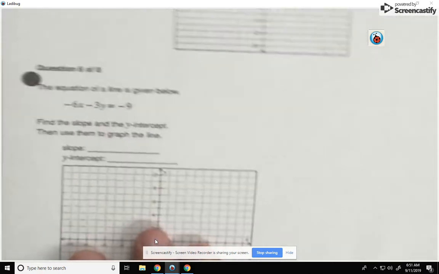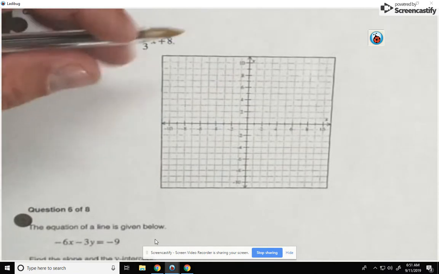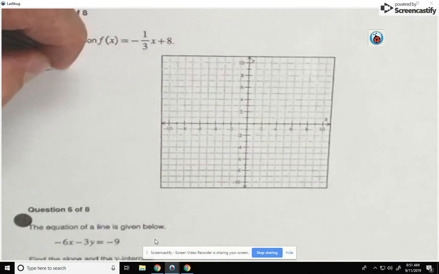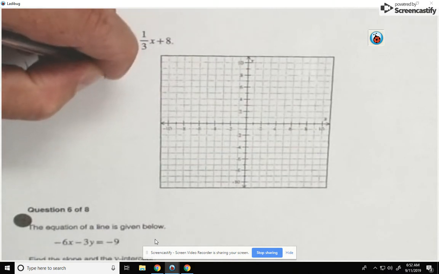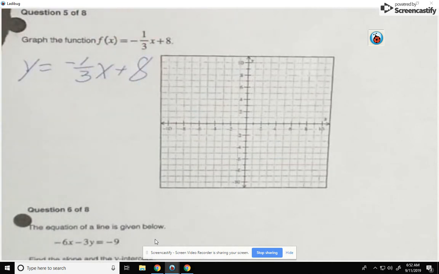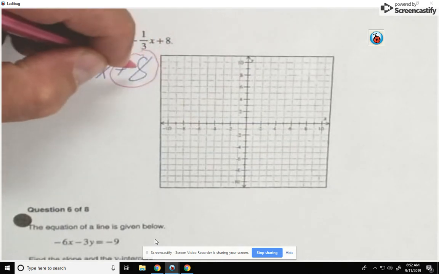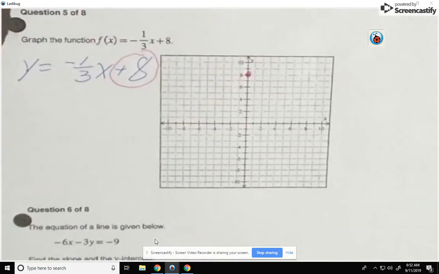Question 5 says graph the function f of x equals -1/3 x plus 8. Okay, remember that f of x can be replaced with y. So this is essentially asking us to graph y equals -1/3 x plus 8. So just like we had before, we start with our y-intercept of +8. So on the y-axis, we go to 8, we put a point.